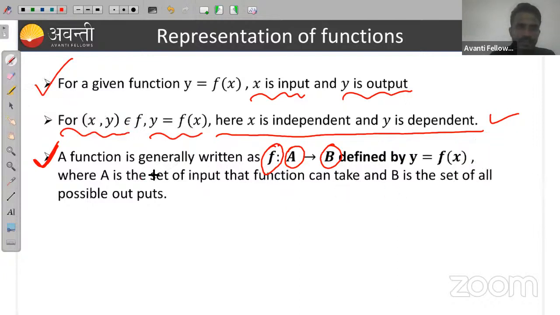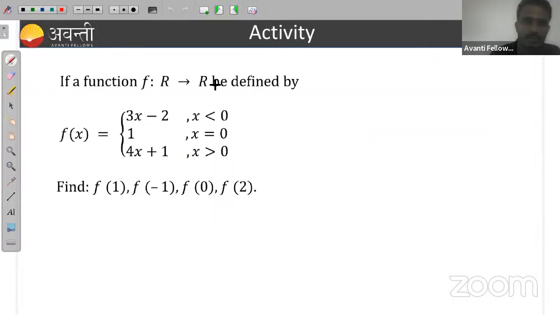Here A is the set of inputs that the function can take, and B is the set of all possible outputs. I hope this is very clear to everyone. So if a function is defined by this, this kind of function will be very friendly in the concept of limit, continuity and differentiability. Initially, you will see the function is very straightforward, but this is a different type of function.